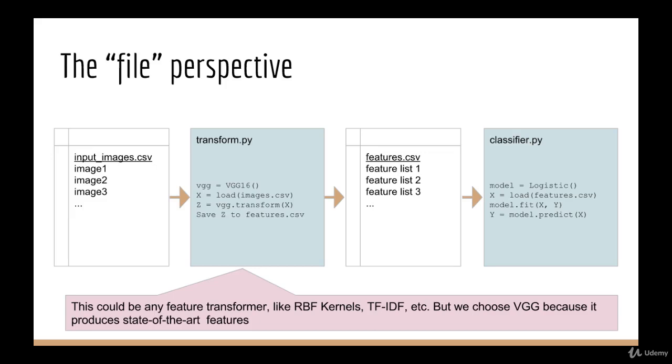So one way to think of this is, suppose you had two separate scripts. Script number 1 takes your original dataset, which are the images, and applies the VGG transformation, and then saves that data to a new CSV. Script number 2 just runs logistic regression on that new CSV. You could even do that in scikit-learn if you wanted to.